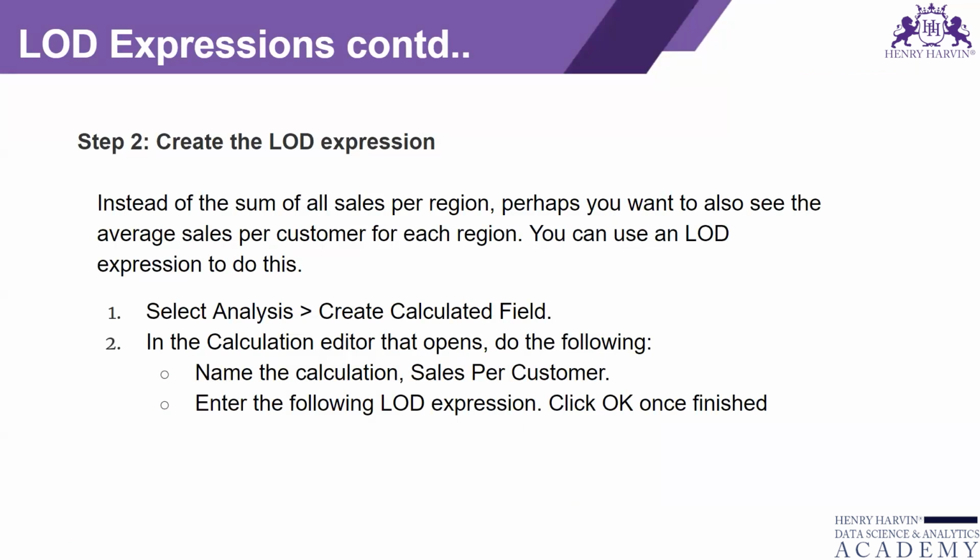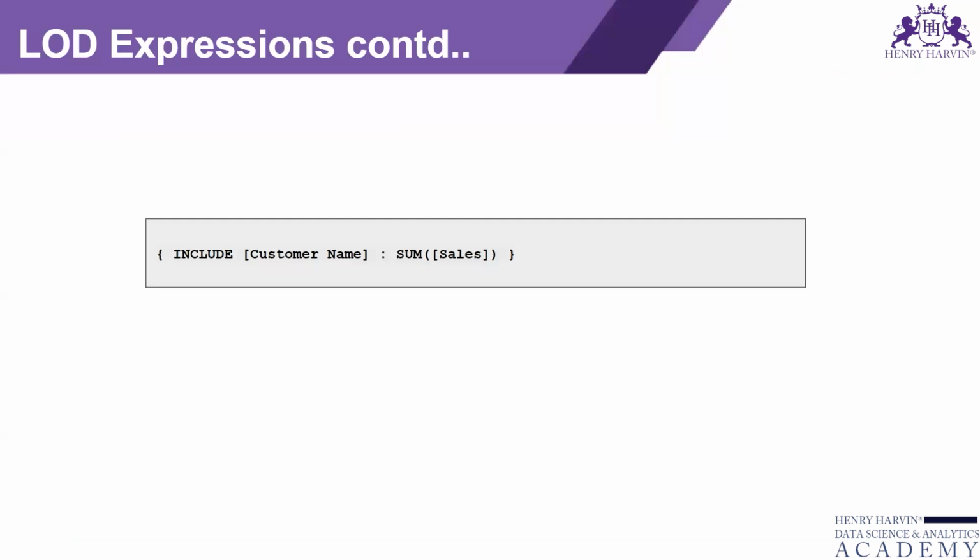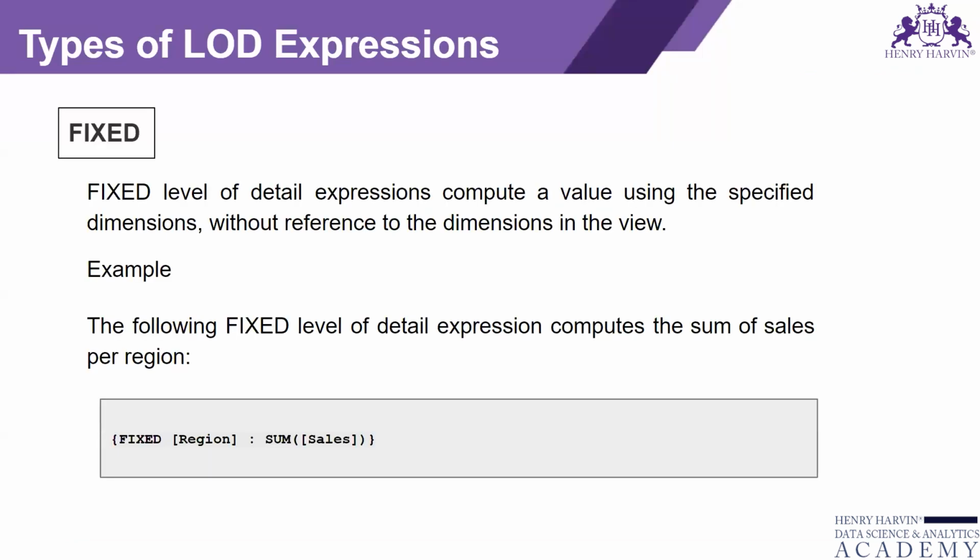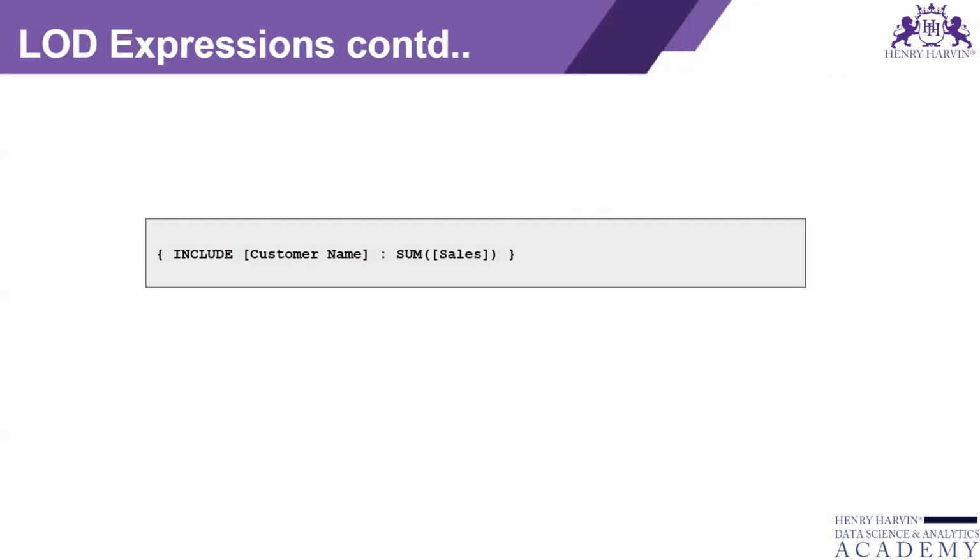Now we will create the LOD expression. Similar to a calculated field, this is again done on the calculated field. We will go to Analysis and select Create Calculated Field. In the calculation editor that opens, name the calculation Sales per Customer and enter the following LOD expression. Click OK once finished. What we'll do is include Customer Name and sum of Sales. So this is our expression. Okay. Now, three things.